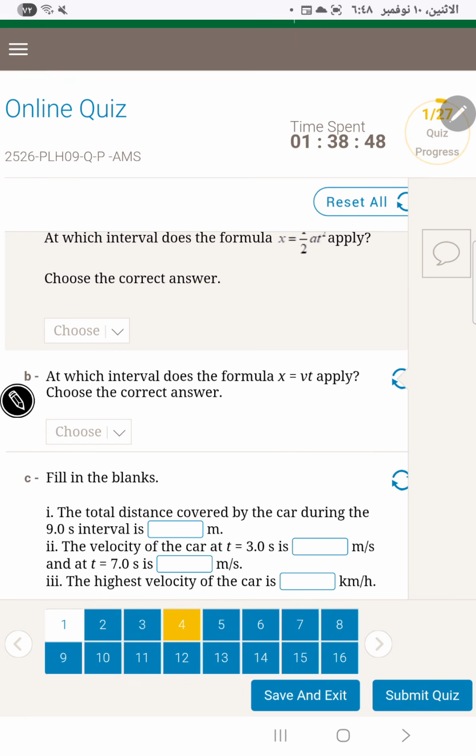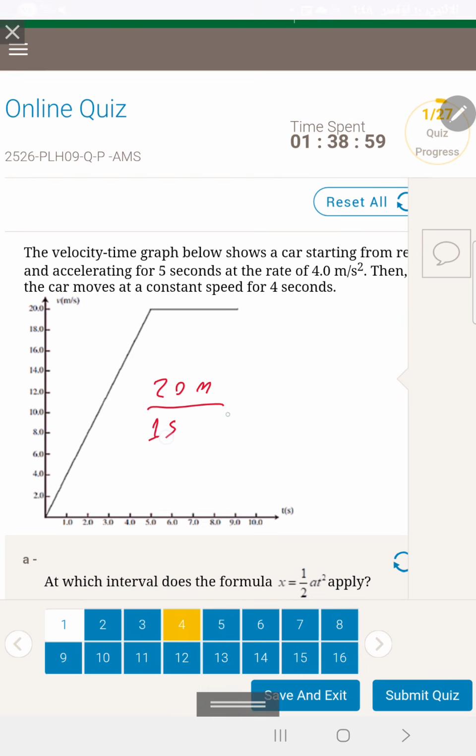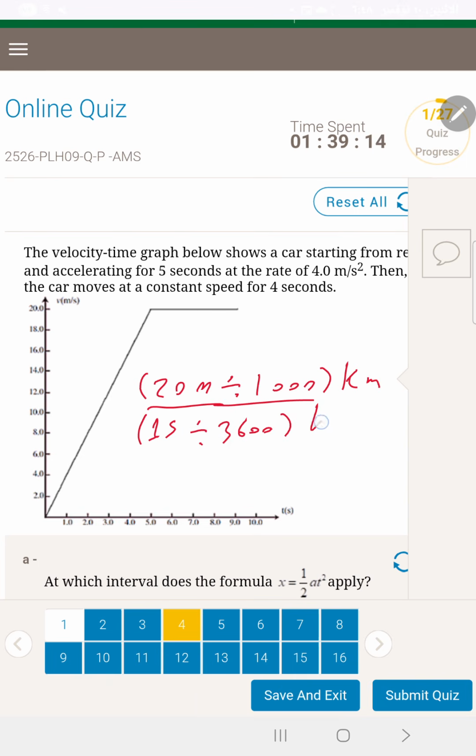The highest velocity of the car in kilometers per hour. Highest velocity is clearly 20. So you have to convert 20 meters per second into kilometers per hour. Divide the top number by 1000 to make it kilometers. Divide 1 second by 3600 to make it 1 hour. Put bracket up and bracket down and get the answer from the calculator.